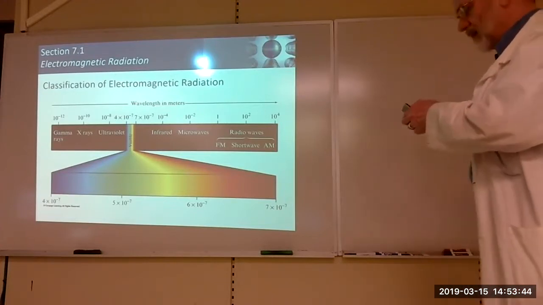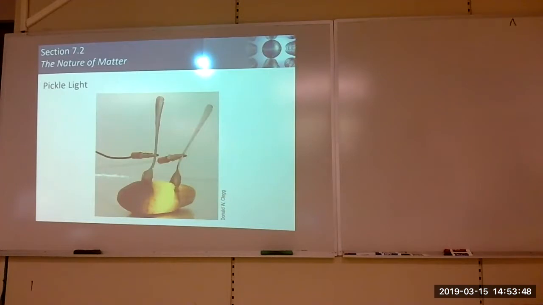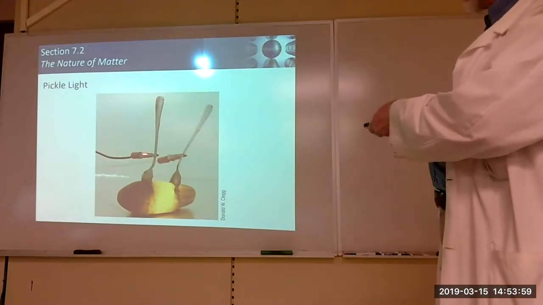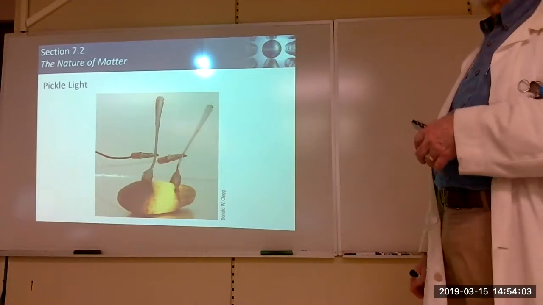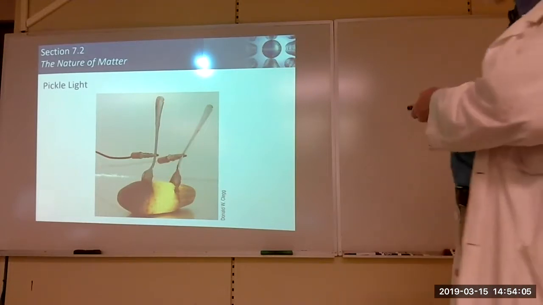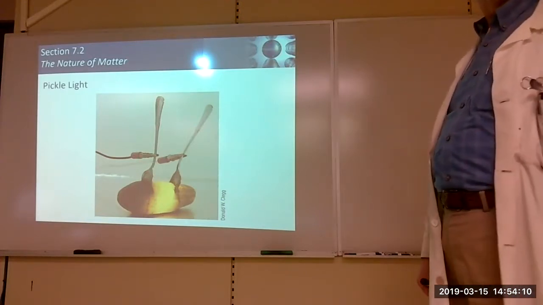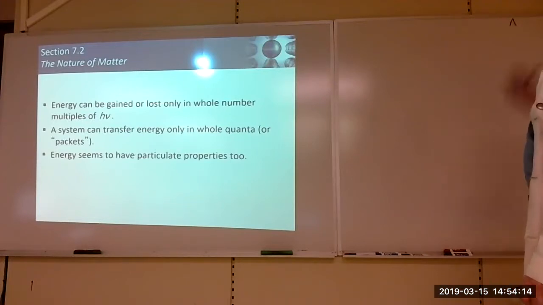Okay, so there's the electromagnetic spectrum. And I'm not sure why they stuck this one in there. Direct current through your pickle. The energy that you're putting into that pickle from the electrical source has to go somewhere. We can't create energy, can't destroy it. We can only convert it. So in this case, we've converted that energy into light by making the pickle glow.